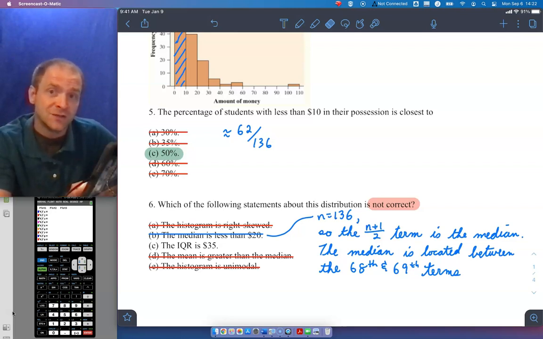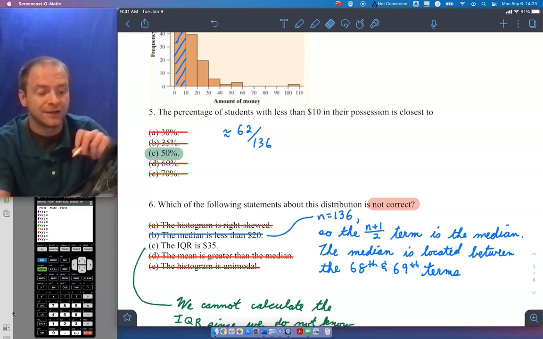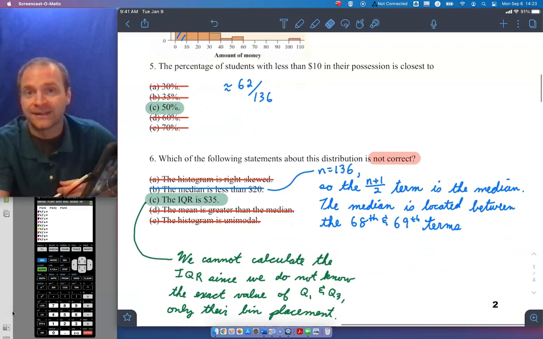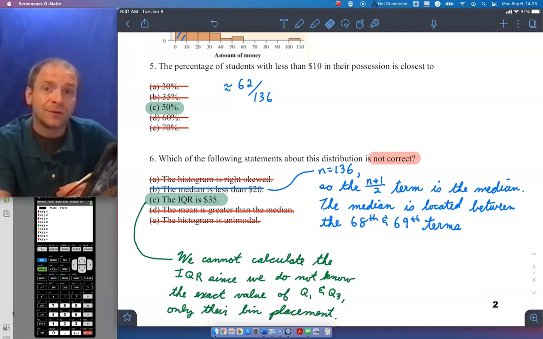The median is less than 20 is a correct statement, which means the IQR is 35 is an incorrect statement. Now here's why. We cannot calculate the IQR. We do not know the exact values of Q1 and Q3. We only know their bin placement. And keep that in mind.